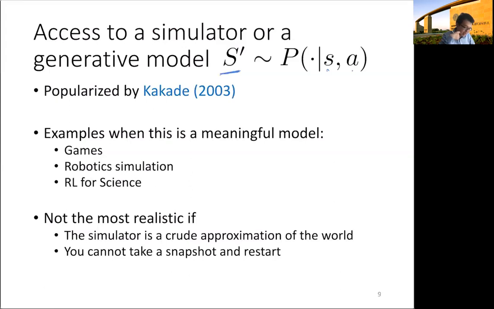In science, say in material discovery, this is also the case that we could sometimes have a good underlying physical or chemical model from which we can generate samples of a state transition given any state.